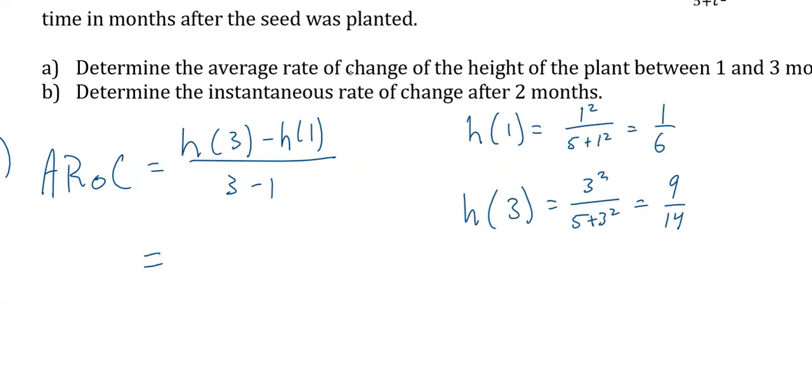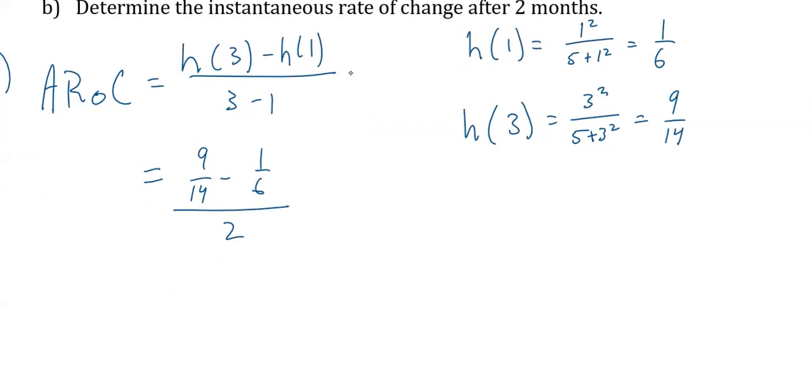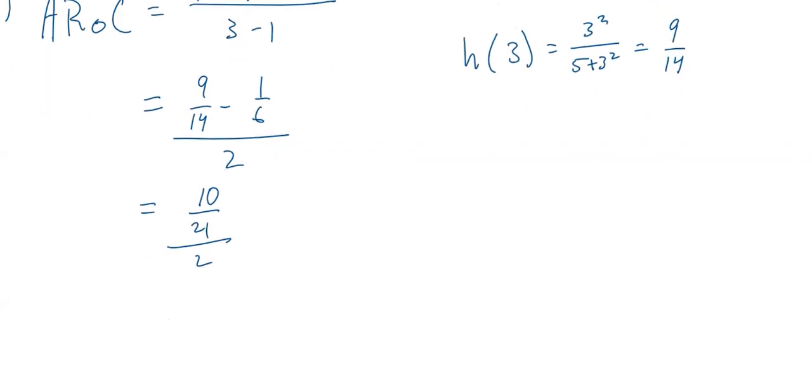There's a bit of messy fraction work, but of course, if you're just using your calculator, it's still pretty easy. So I believe this works out to 10 over 21, all divided by 2, which is 5 over 21.